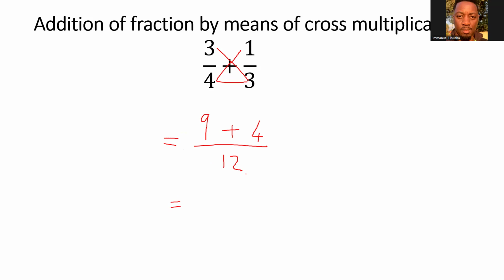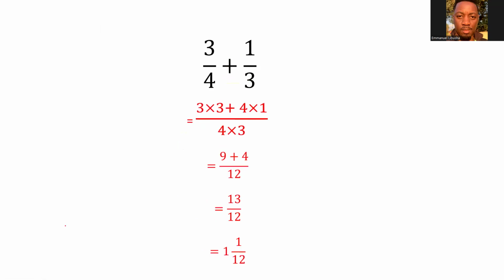This then becomes 9 plus 4, I'm going to get 13 twelfths, which is the same as 1 whole number, 1/12. So this becomes simpler in terms of understanding. Remember, we started by saying 3 times 3 here, and we got this. And then we said 4 times 1, which is this one here, and then 4 times 3, which is this one at the bottom. And then the rest is history.